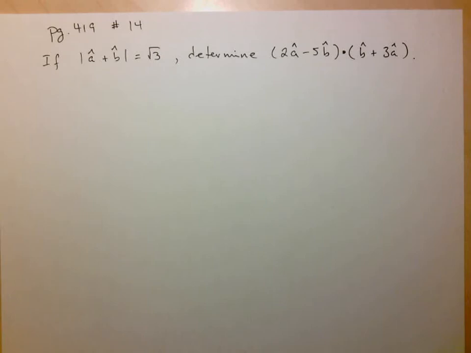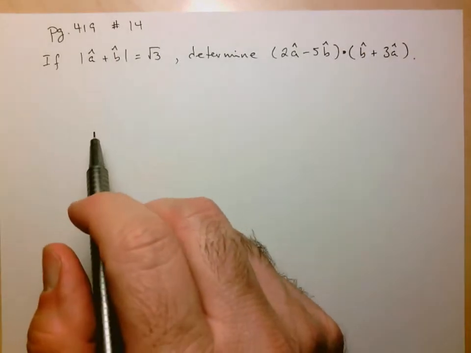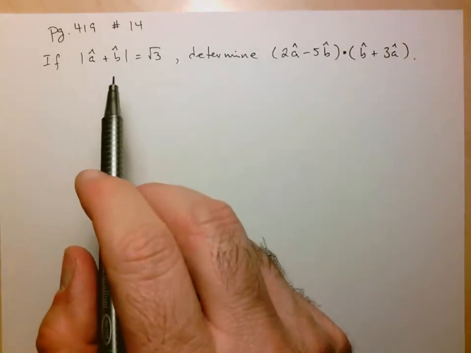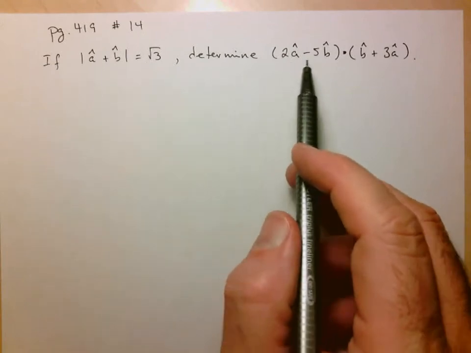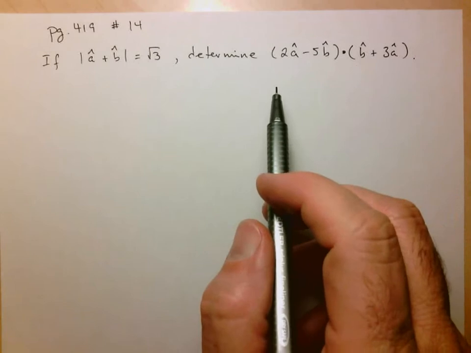Hi folks, we're going to take a look at page 419, number 14. So they give us two unit vectors A and B, and they tell us that the magnitude of the sum is equal to root 3, and then they want us to determine the value of this expression here.